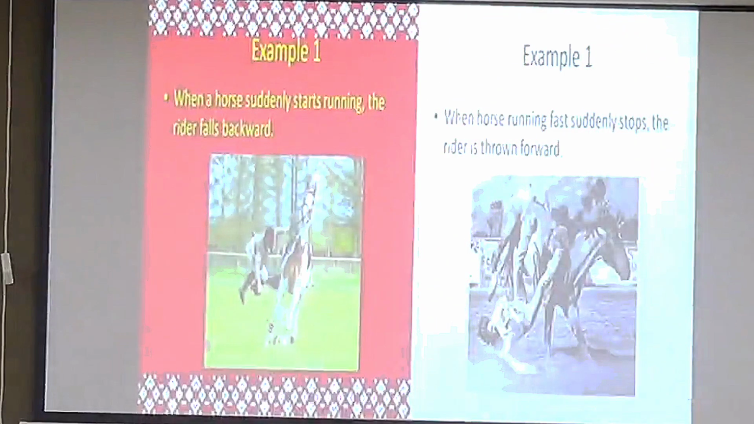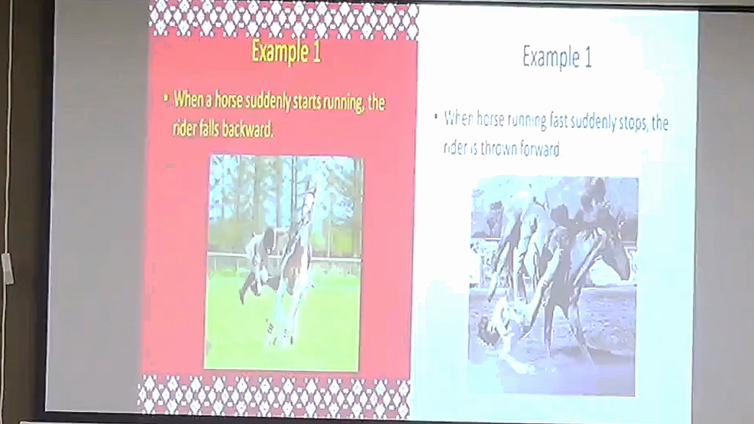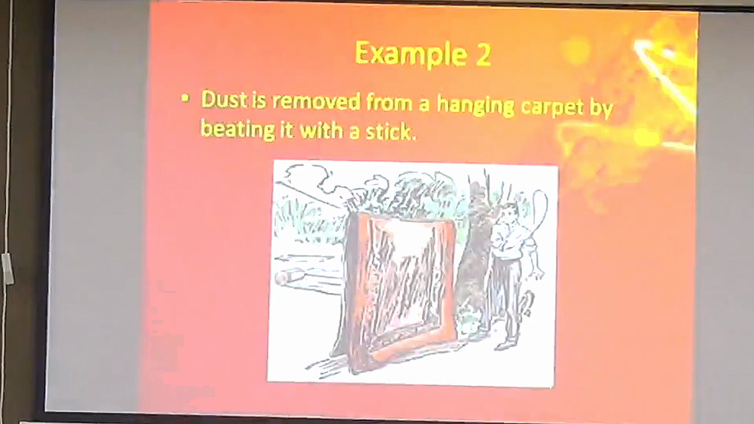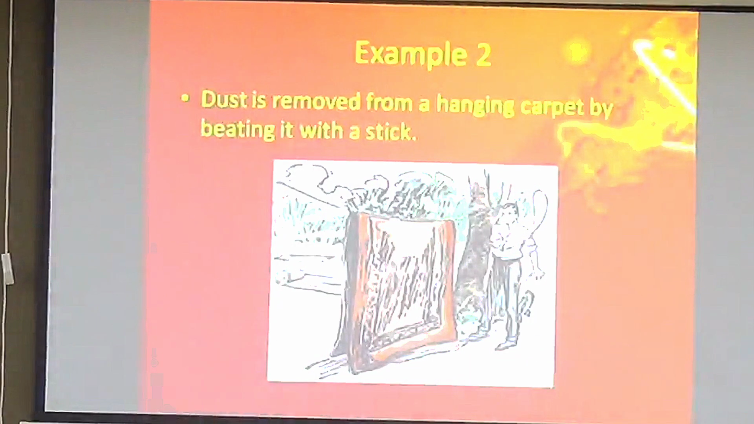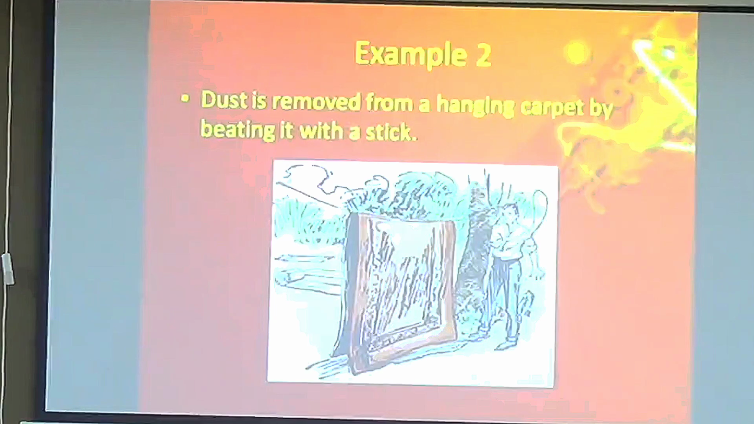Example 1. When a horse suddenly starts running, the rider falls backward because of inertia of rest. When a horse running fast suddenly stops, the rider is thrown forward because of inertia of motion. Dust is removed from a hanging carpet by beating it with a stick. Initially, the dust and the carpet are at rest. When the blanket is beaten, the blanket comes in motion, but the dust particles remain at rest and come off the blanket due to inertia of rest.